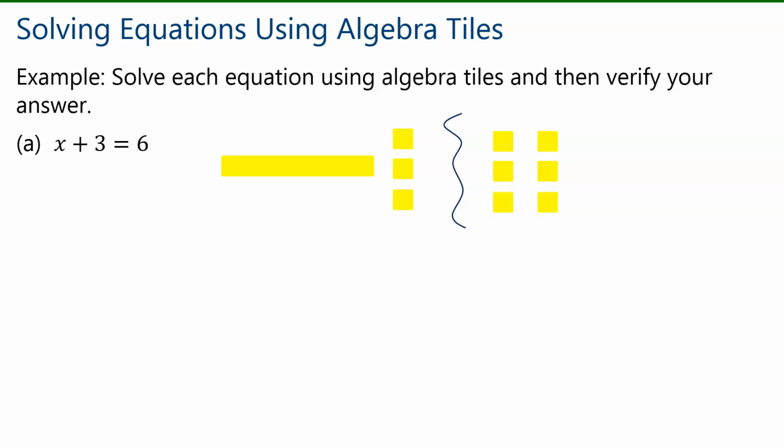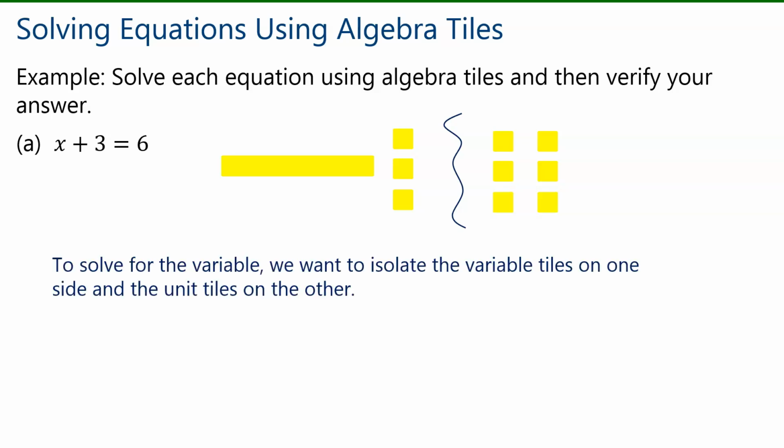So now, how do we solve for x? To solve for the variable, you always want to isolate the variable tiles on one side and the unit tiles on the other. So if I want to have only x tiles on the left-hand side, I'm going to need to take away 3 of the unit tiles on the left.